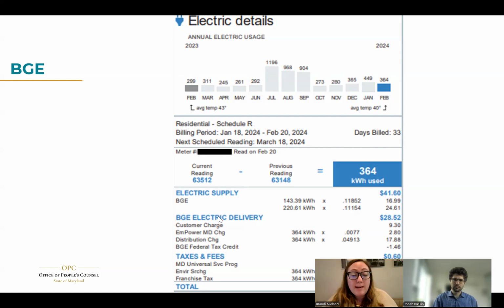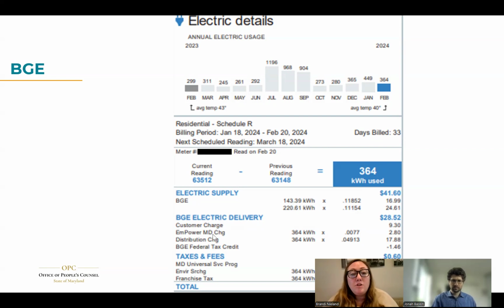Next, we go to the delivery. And like I said, there's a bunch of stuff kind of in delivery, but this is all about how it's getting to your house. So there's that customer charge we talked about. This is the flat fee. So in this example, everyone's getting charged $9.30, regardless of how much you used.